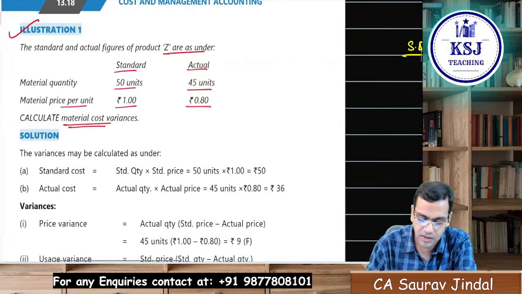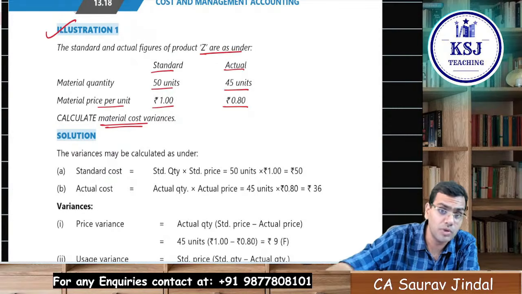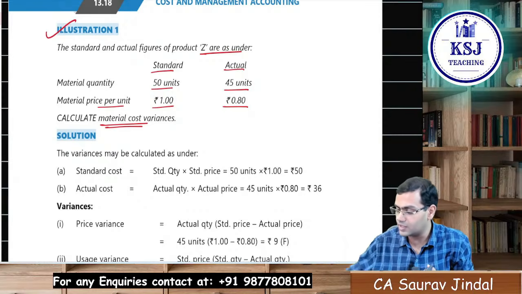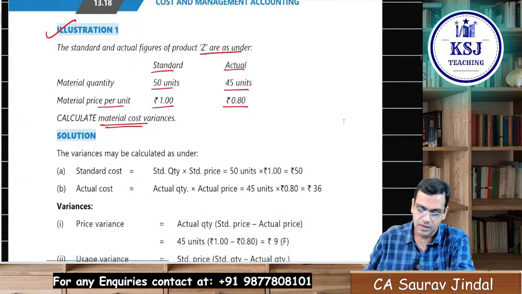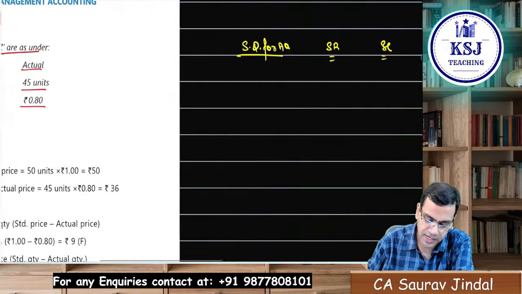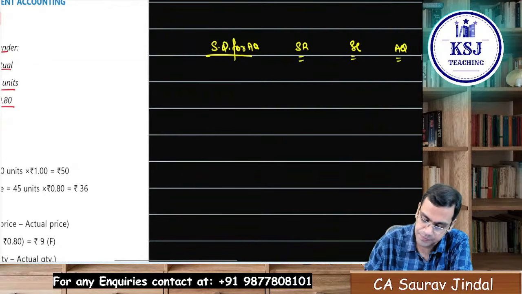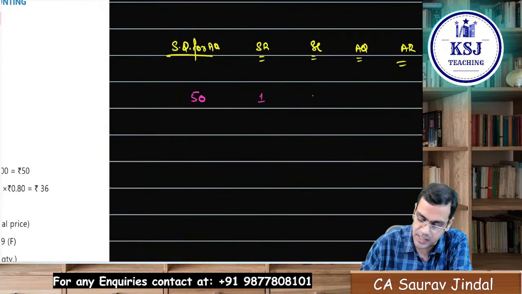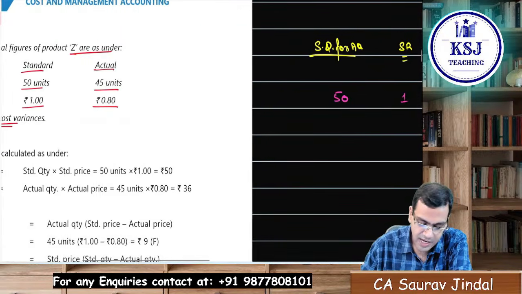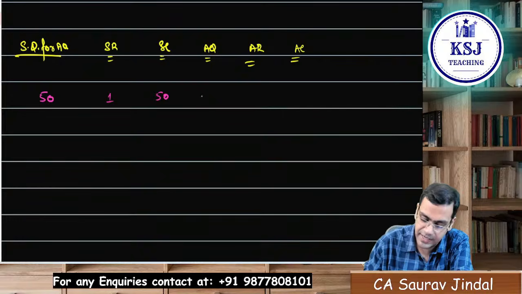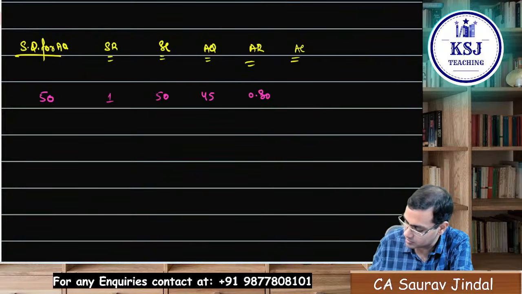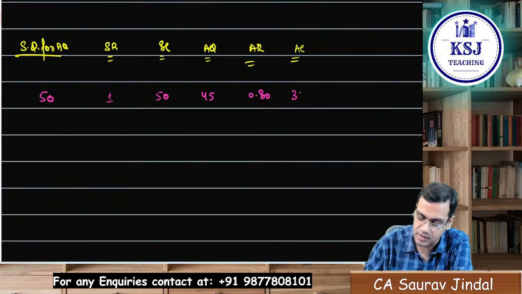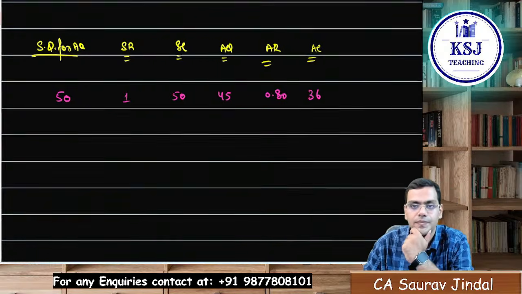So in this particular question, actual output is not given. So what we assume is that whatever is the data given, that is for actual output itself, right? So we'll take here standard quantity 50. What is the rate here? 1 rupee. So standard cost will be 50. Actual quantity 45 and 0.80. 45 into 0.80, that is 36. Simple. That's it. That's the table.